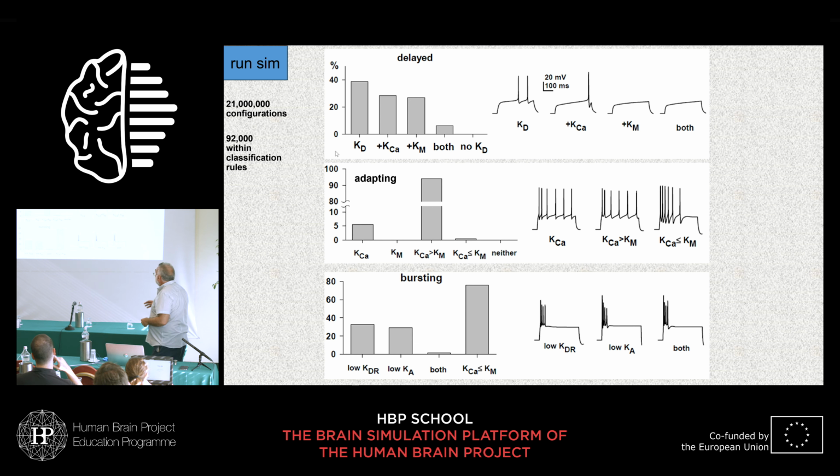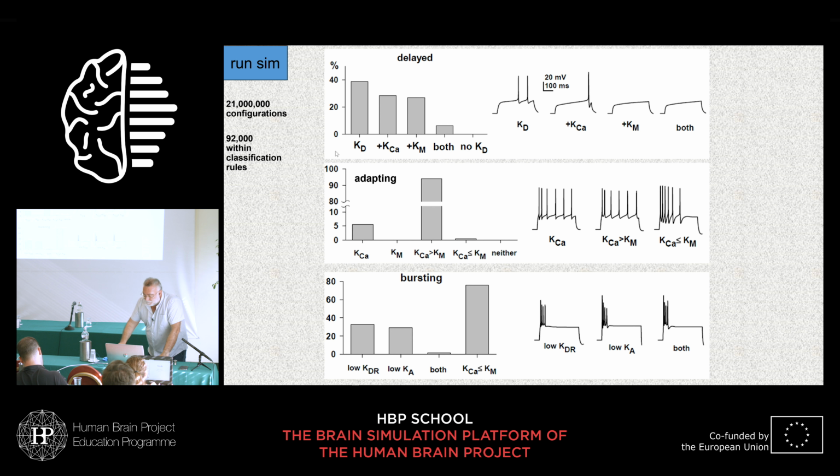And so, for example, let's take the delayed traces. In 40% of the cases, we can model delayed traces with only the KD. It doesn't matter what the other currents are. In an additional 25-30%, we need the KCA. In other percent, we need the KM, and so on. There are no delayed traces that could be modeled without the KD. So the KD is one specific current that is needed if you want a delay, of course.